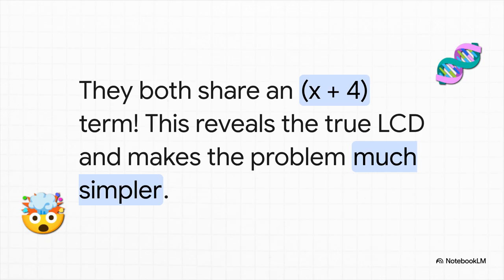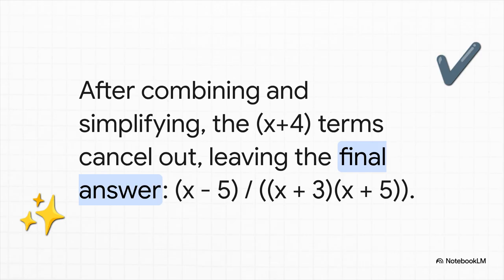So instead of multiplying those giant polynomials together, we now see that our LCD just needs one of each unique piece, an x plus 3, an x plus 4, and an x plus 5. This makes the problem so much easier to handle. So after we build up each fraction with its missing part and carefully combine the numerators, the top actually simplifies in a really cool way that lets the x plus 4 terms cancel each other out, leaving us with this nice, clean final answer. We just solved that monster problem.